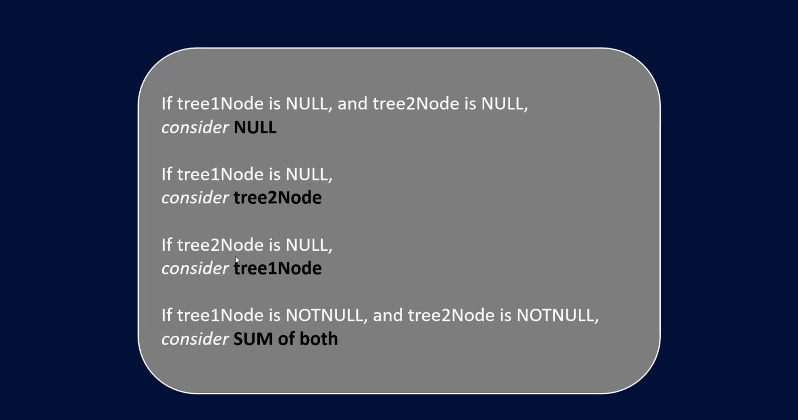A similar case can appear with tree 1 also. That is, we have a node in tree 1, but the same node in tree 2 is null. So in that case, we will just consider the node that is present in the first tree. And the last condition is the overlap condition, wherein we have the nodes in both the trees and so we need to do the sum of both the nodes. So these are the basic 4 conditions that we are going to use in all the 3 approaches, but only the traversal is going to change.